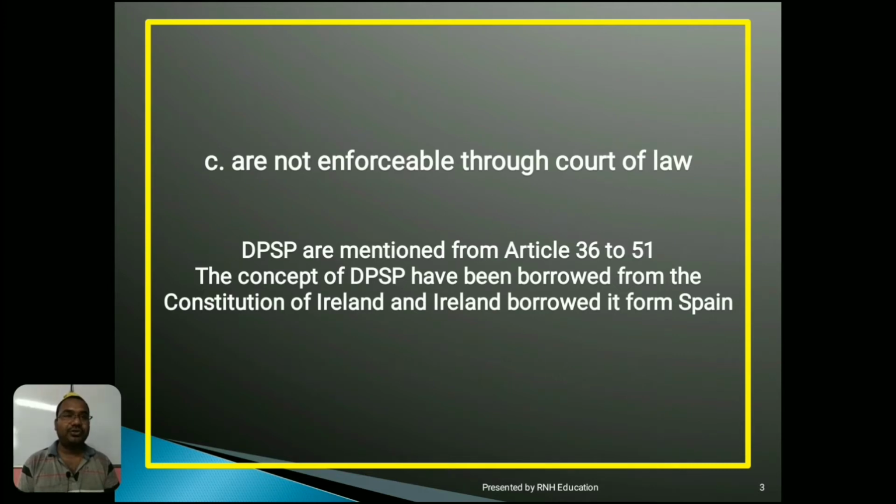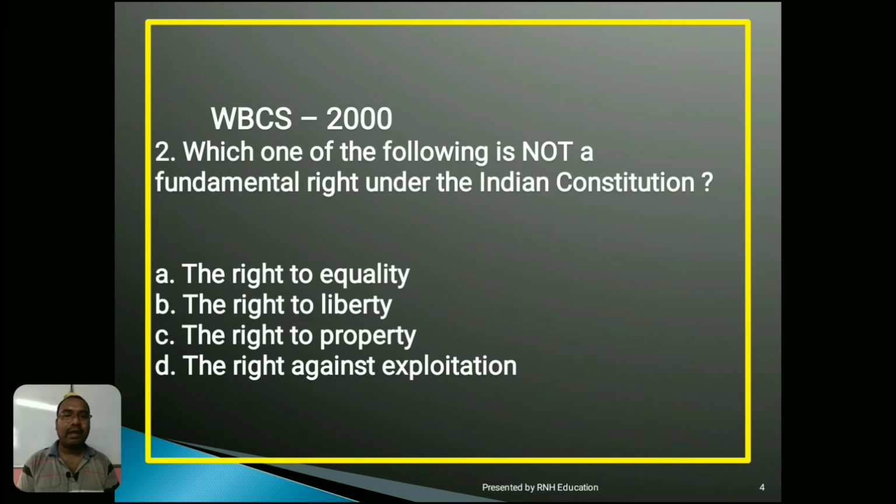DPSP are mentioned from Article 36 to 51. The concept of DPSP has been borrowed from the Constitution of Ireland, and Ireland borrowed it from Spain. Going to the next one, the next question, that is question number 2, and it was asked in WBCS 2000.